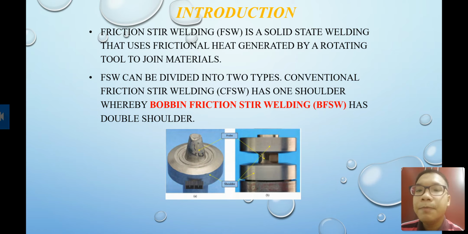We can see that conventional friction stir welding only has one shoulder, but bobbin friction stir welding has a double shoulder. In our case, we are focusing on bobbin friction stir welding.